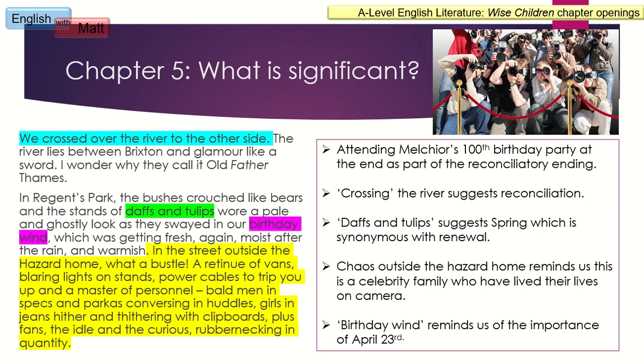So that is the way in which the 5 chapters begin. And like I said at the beginning, I always do this activity at the beginning of the Wise Children module because I like students to prepare themselves or to have a think about what to expect, and also to get used to the narrative style and some of the main aspects of comedy, but also some of the main themes as well.